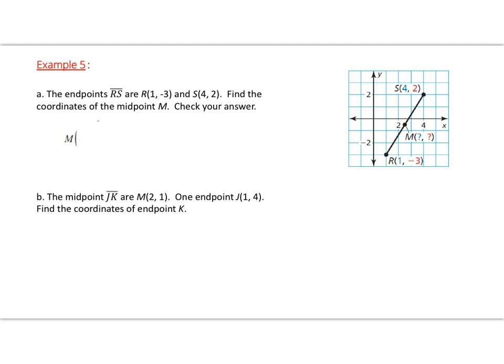So we know that we're going to be adding the x's, so 1 plus 4 divided by 2, and then adding the y coordinates of the endpoints, so -3 plus 2, all divided by 2. And that simplifies to 5/2, comma, -1/2. So the midpoint is at (5/2, -1/2). Let's take a look at our next example, B.